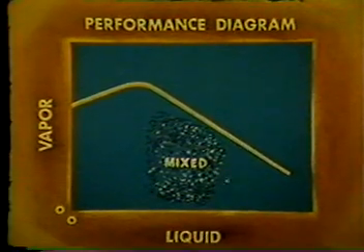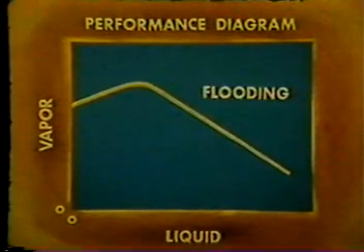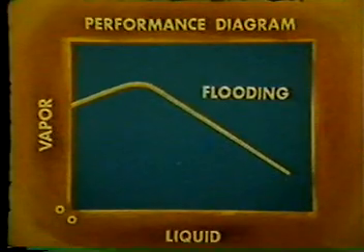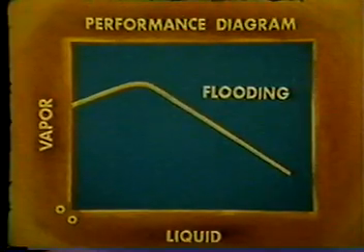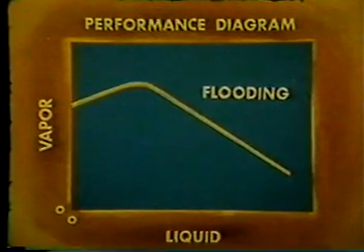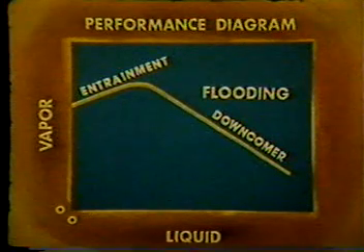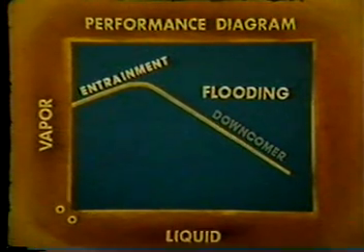The maximum operating limit is known as flooding. The flood point is defined as a condition where the combination of vapor and liquid traffic in the column is such that an incremental increase in the vapor rate will make the column inoperable, either due to massive entrainment or a downcomer limitation.